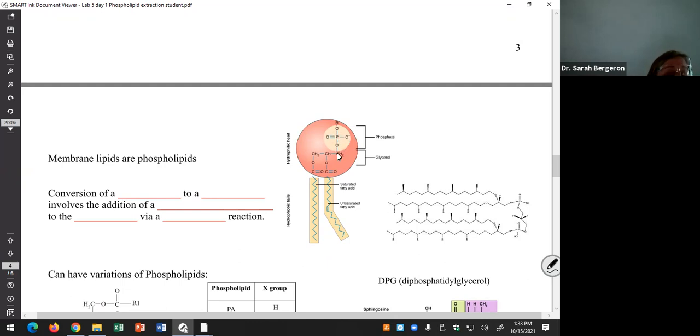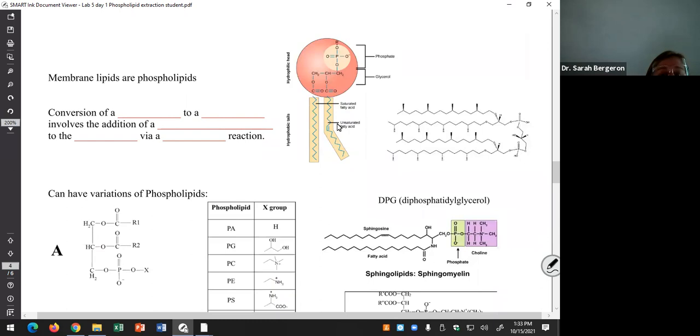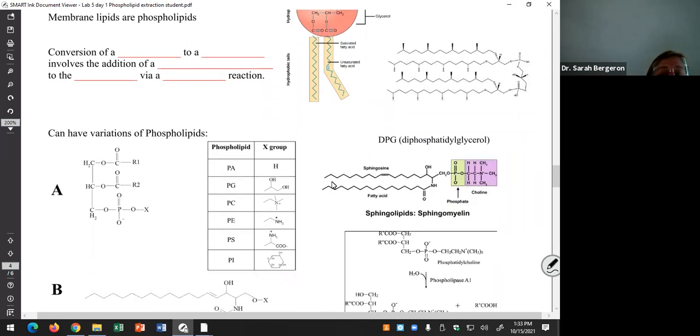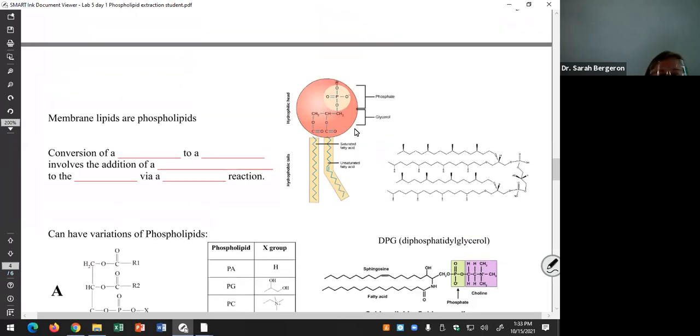Between that carbon and the oxygen that was in the glycerol, we have a charged phosphate group. And then do you see the teeny tiny R? There are lots of different things that could be at that R position. Depending on what group is there tells you what kind of phospholipid you have.